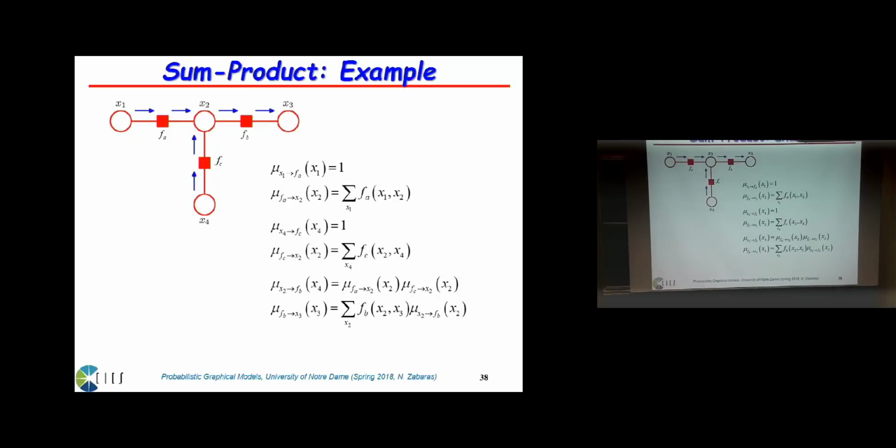So then let's see, we are stuck here because we need to compute things from below. So we have to find the message from x4 to fc. That's also a boundary condition. Okay? So the message is 1. The message that fc sends to x2, I have to eliminate x4, the same way we do elimination, so you get that.